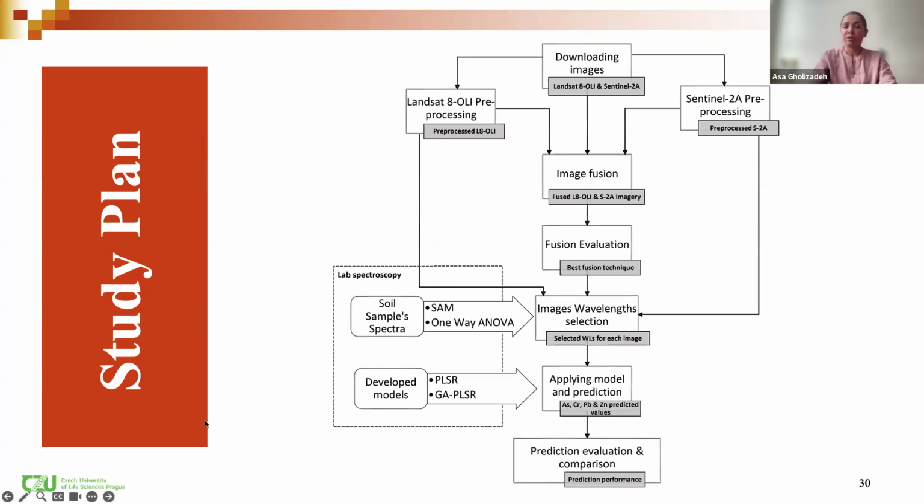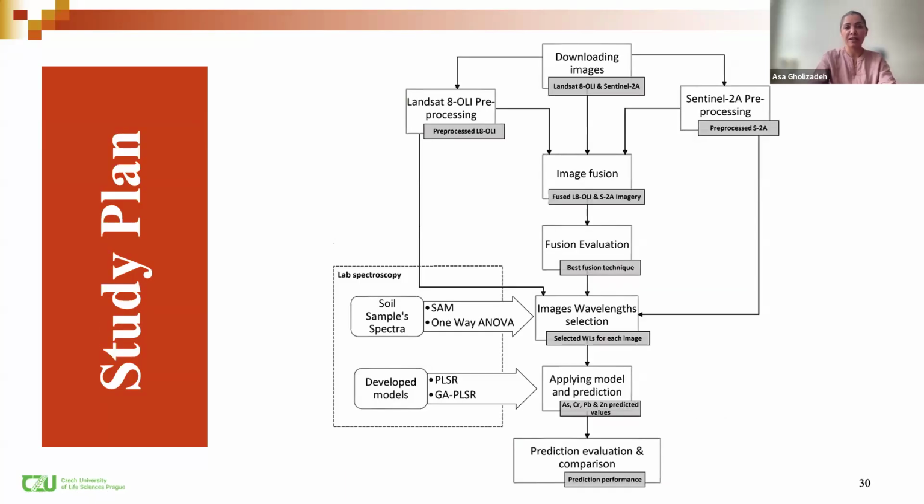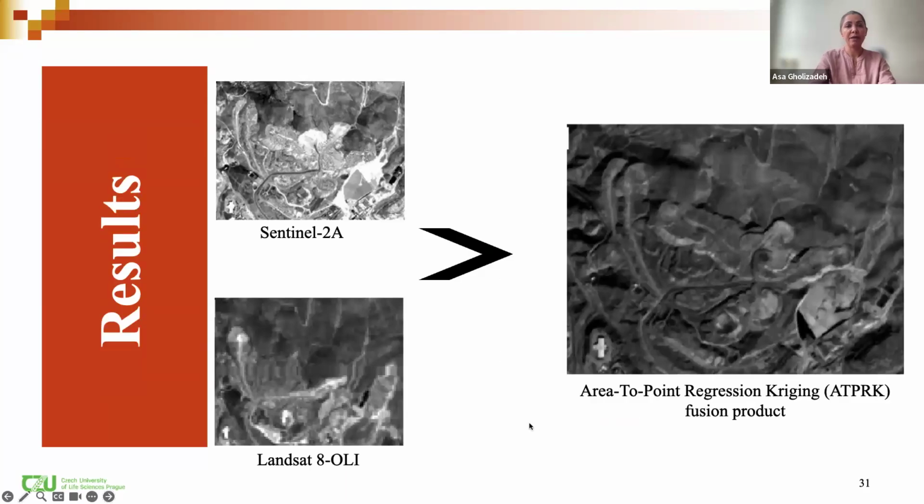The study plan shows here, as has been shown again, and I should mention that the 30-meter spatial resolution Landsat-8 bands were integrated with the 10-meter Sentinel-2 bands using various fusion techniques. The fusion techniques have been shown in another, I think I didn't browse the details of them. 8 different fusion techniques were used, and finally, we got that the best toxic element prediction performance was obtained by applying the PLSR model developed on lab spectra on the bands of the area to point regression kriging, or ATPRK fusion product based on the fused imagery of the Sentinel and Landsat-8.